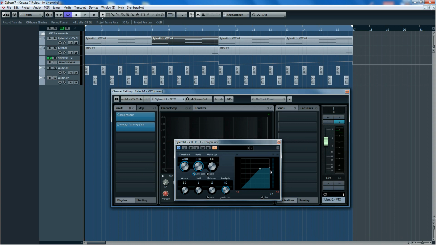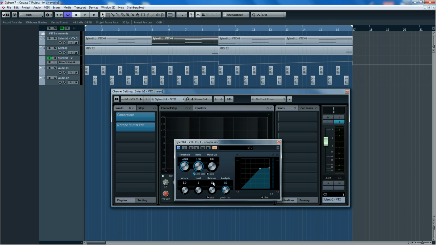The ratio is pretty much how hard the compression is. So when the ratio is as it is now, which is on 8, it's a very hard compression. And the threshold is at what point, at what volume, does the compression start. So if you turn it down there, it will compress a mouse's fart. Anything that comes through is going to try and squash it. If it's up there, it will take a bit more volume to actually activate the sidechain. So let's just leave it where it was for now, around there.